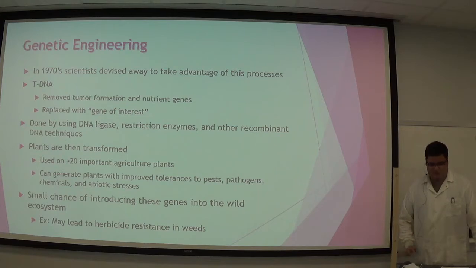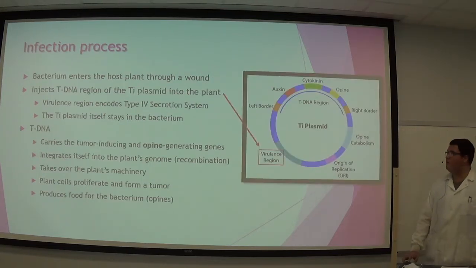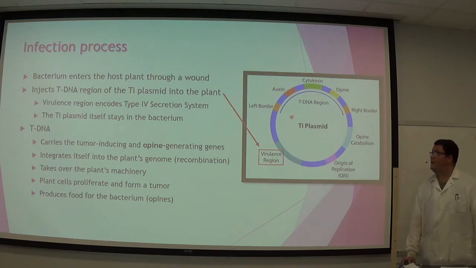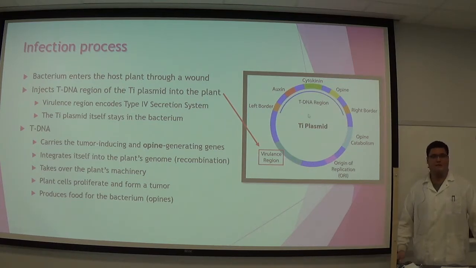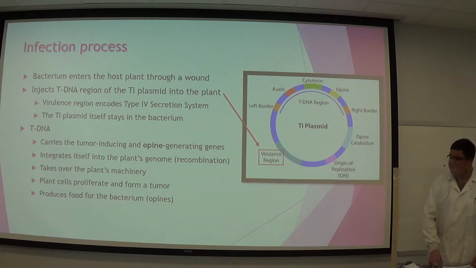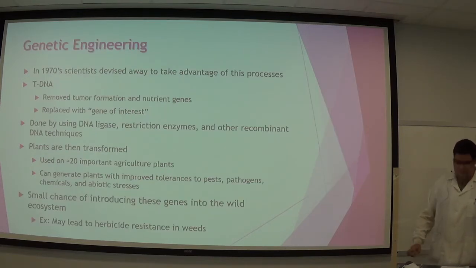Now, some scientists back in the late 1970s were able to figure all this out, and they said, hey, what if we were to re-engineer this plasmid and take out, for example, the auxin and cytokinin and opine producing parts, and instead replace this with a gene that we're interested in, such as a gene that will give plants resistance to, I don't know, fungus or an insect. And that's just what they did.